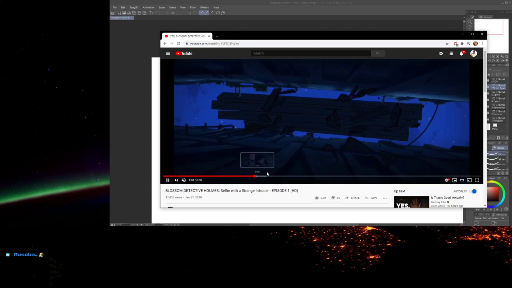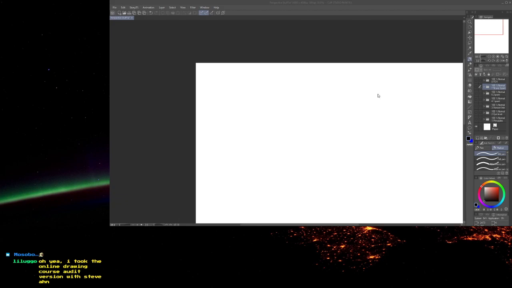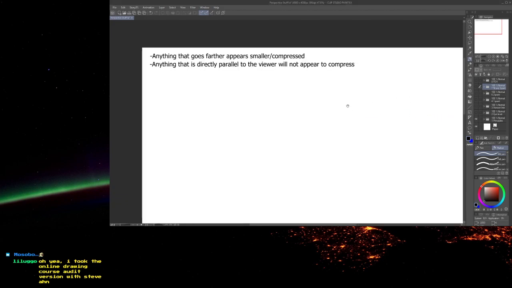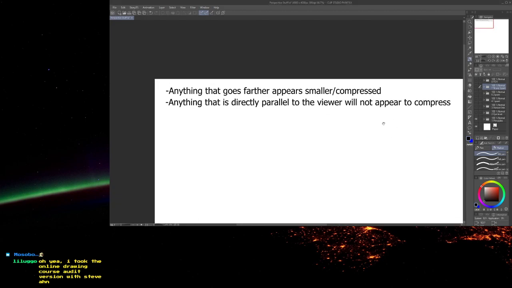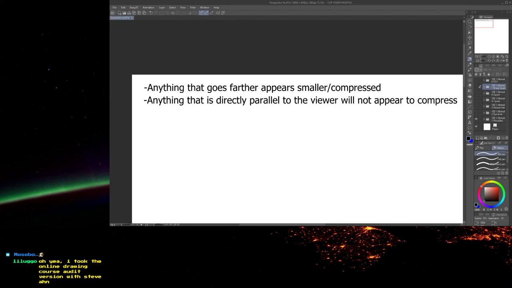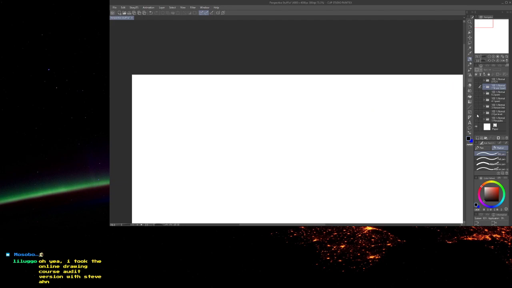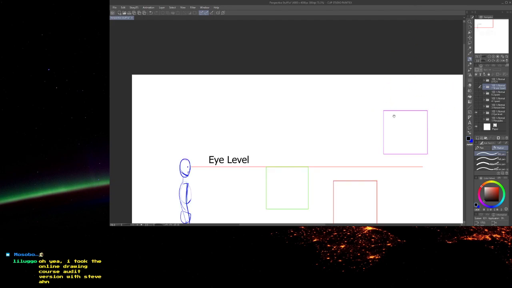But anyway, the notes I'm taking are from a background artist collaborator friend of his who gave a great lecture. Everything that you do in storyboarding with perspective is derived from these two principles. Anything that goes farther away from you appears smaller and more compressed. Anything that is directly parallel to the viewer will not appear to compress. What does that mean? Well, the best way to illustrate that is to start with eye level.